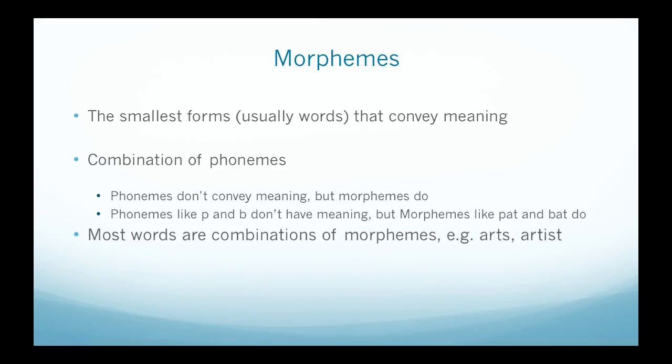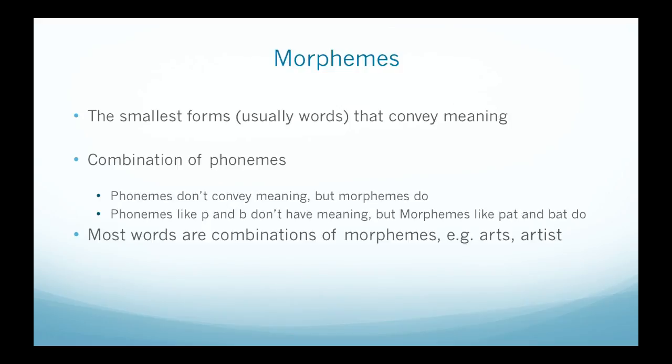If we talk about phonemes being the smallest unit of sound that we can create within a language, then a morpheme is the smallest form that conveys meaning. This is usually in the form of a word, but all the time it is a combination of phonemes, so it has to be at least two. A phoneme, like p or b, the basic sound, doesn't convey any meaning on its own. But when you combine them to create morphemes, they do have meaning. Okay, so p and b have zero meaning, but pat and bat do have meaning.